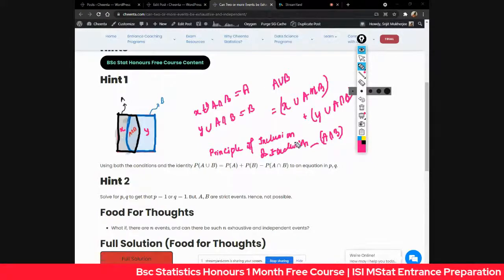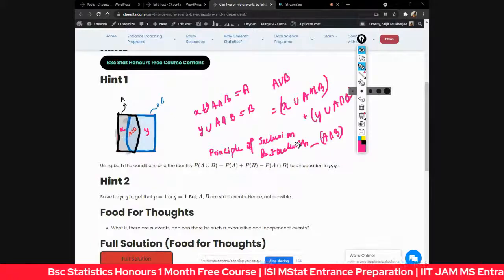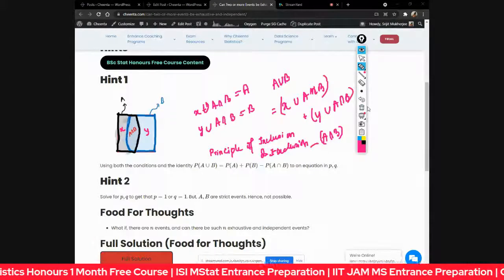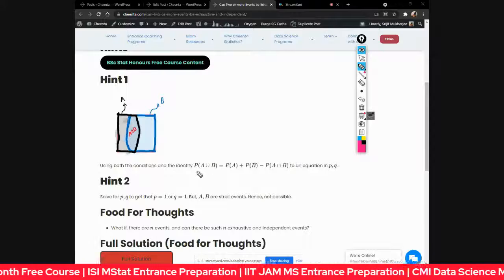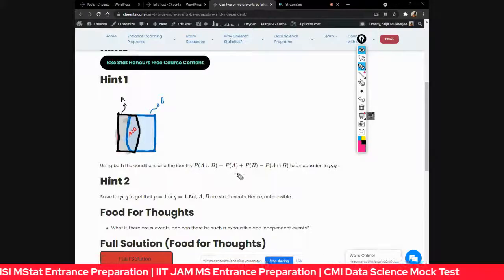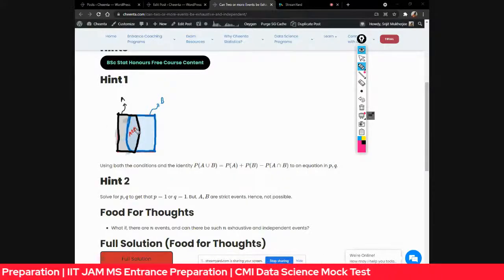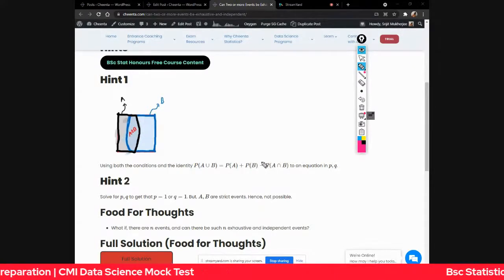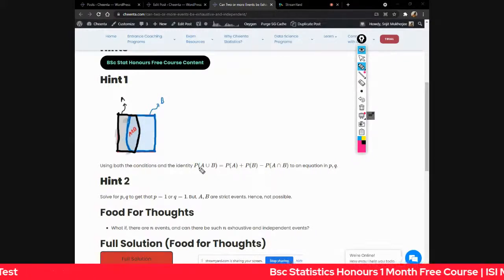There are disjoint events, so probability behaves in that way. These are the properties of probability, the axioms of probability. So we get this result: the probability of A union B is equal to the probability of A plus the probability of B minus this term, because it is counted twice, so we subtract it to count in the perfect way. So P(A union B) is equal to P(A) plus P(B) minus P(A intersection B).